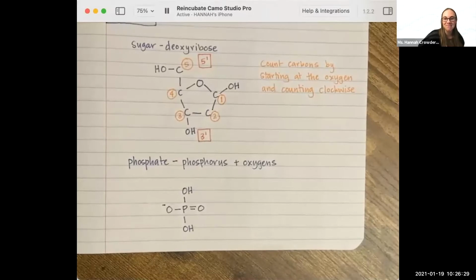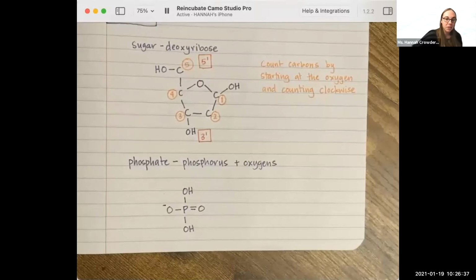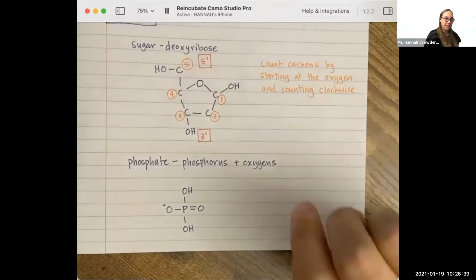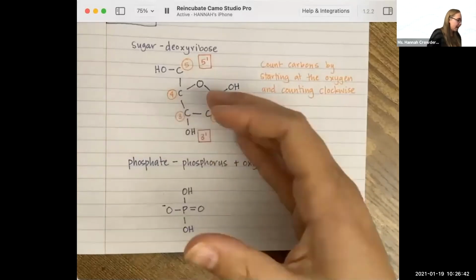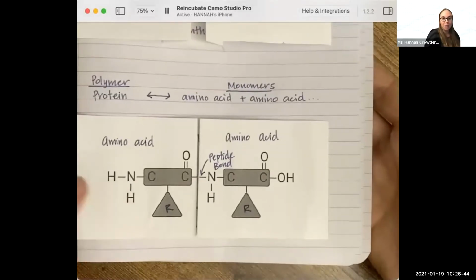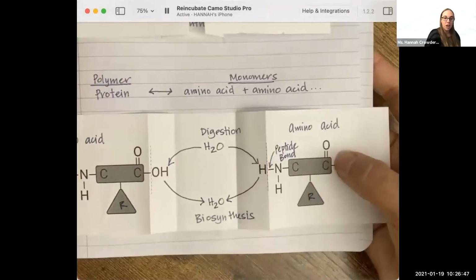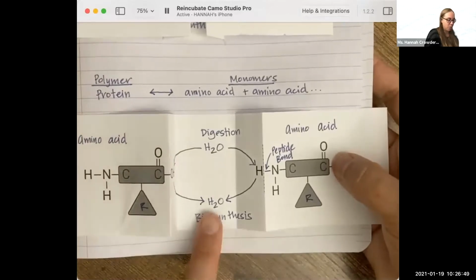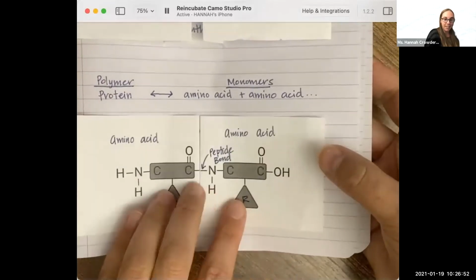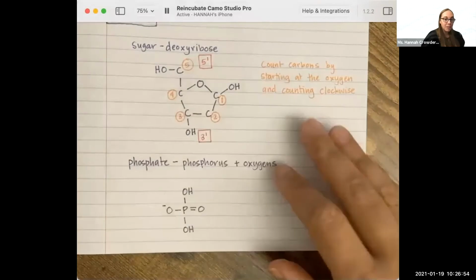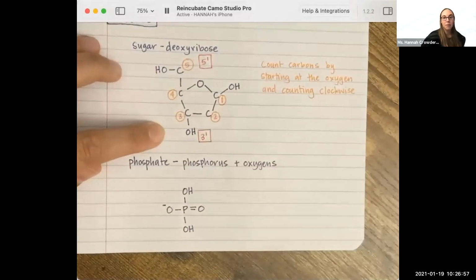All right, so here's my phosphorus with my oxygens around it. I've got my sugar. These are going to connect through dehydration synthesis. So if you remember back when we did these things, how you lost an OH and an H, and that made water, and that allowed you to bind these things together. Well, the same is going to happen between my OH groups on my phosphorus and my sugar.